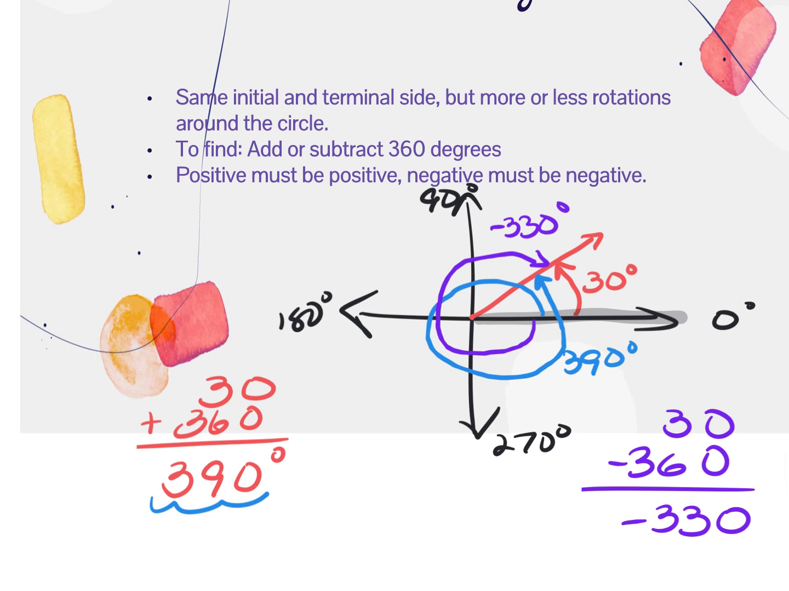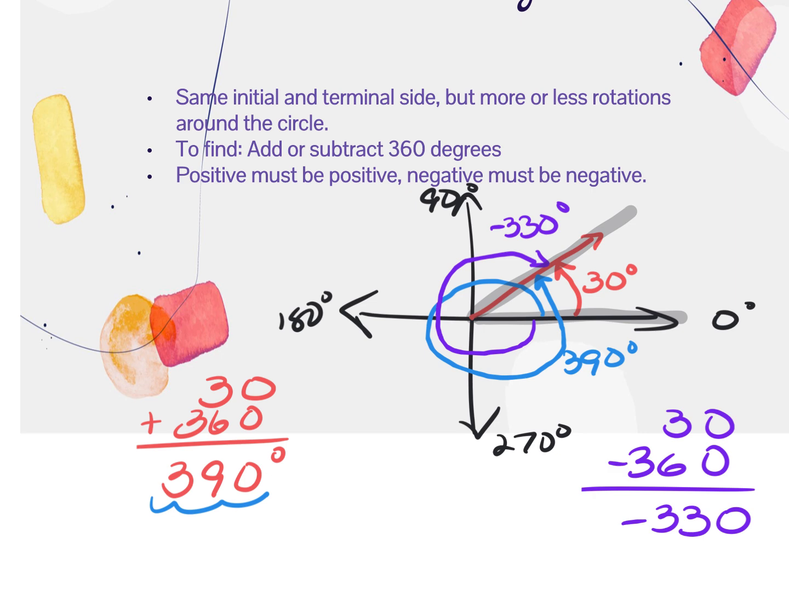Notice it hit this same terminal side. They're both hitting this red ray here, but one, the arrow is on the top of it when it's negative, and in this case, the positive was underneath it. They're always going to be on the same initial and terminal sides.